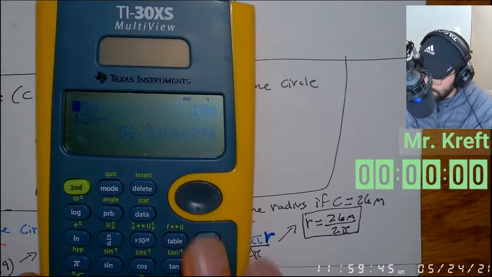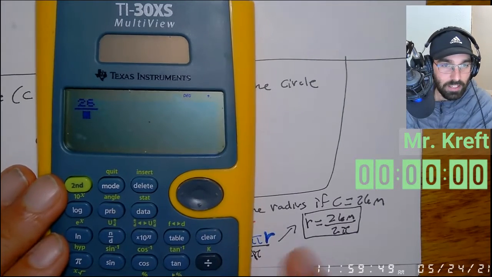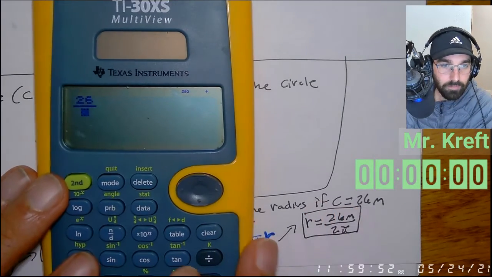Now I'm going to have to get my calculator for the approximation. So I'm going to have 26, right? There's no units in these calculators, so we leave the m off.